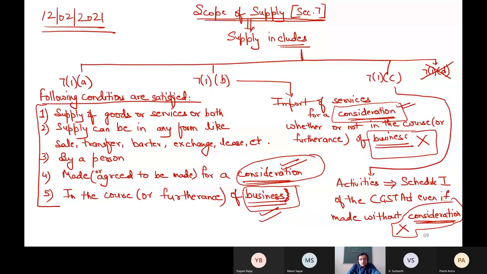Anyhow, we have clause A, clause B, and clause C now. So let me simply tell you the meaning of these examples: sale, transfer, barter, exchange, lease. I'm not telling you what is supply. Before telling supply, let us first explain the meaning of these points. So let us proceed now. Examples of some terms used in 7(1)(a).